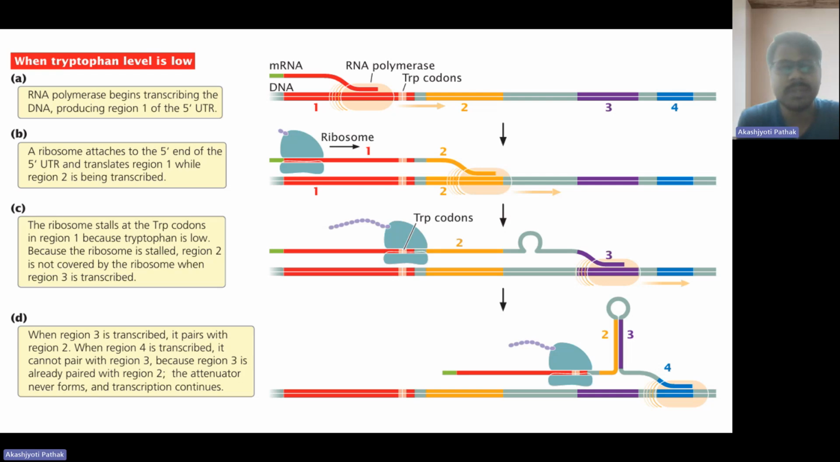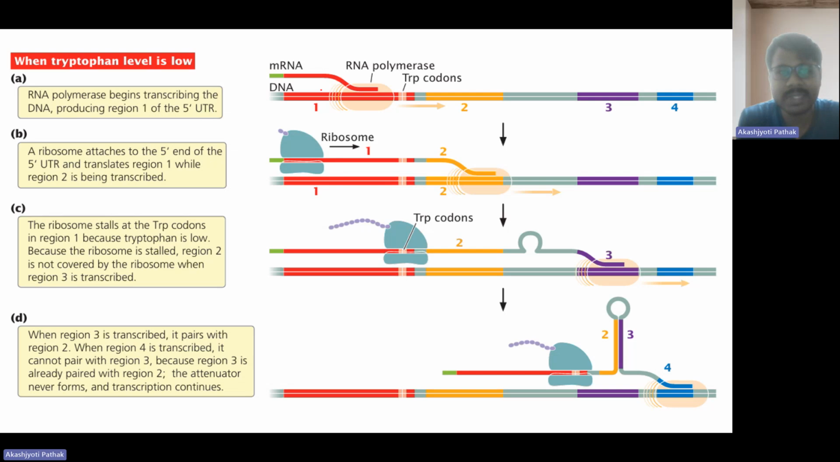Now, what is attenuation? You need to understand a very important, basic concept of transcription that is different between prokaryotes and eukaryotes: transcription in prokaryotes is coupled to translation, because it is taking place in the cytosol. When the tryptophan level is low, the RNA polymerase begins transcribing the DNA, producing regions of the 5' untranslated region. Ahead or upstream of the promoter region, there is another region in the DNA, which is labeled as 1, 2, 3, and 4.